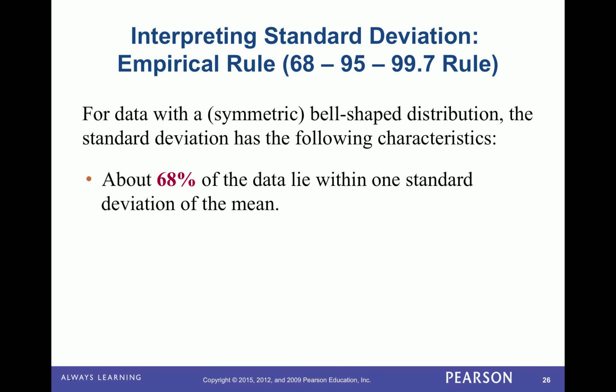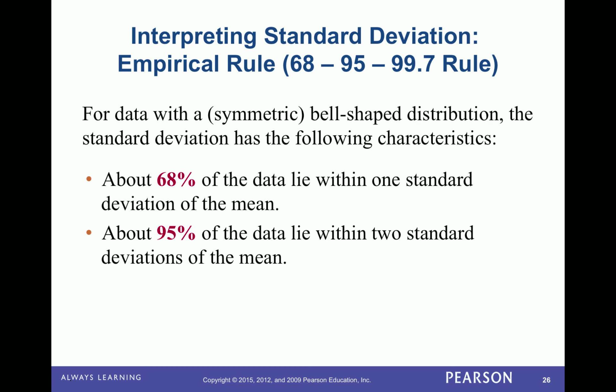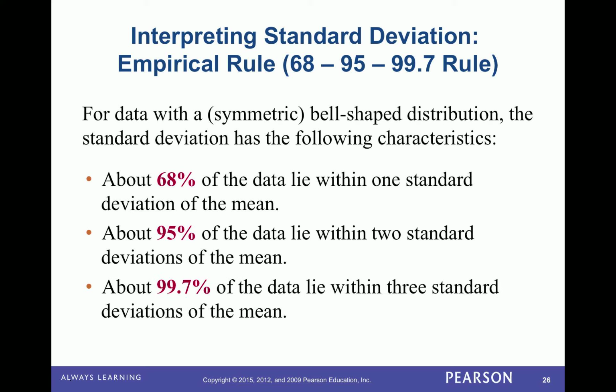For data with a symmetric bell-shaped distribution, the standard deviation has the following characteristics. 68% of the data lie within one standard deviation of the mean, left and right. So that's 34% to the right and 34% to the left. 95% of the data lie within two standard deviations. So that's an additional 13.5% on either side. And then 99.7% of the data lie within 3 standard deviations.